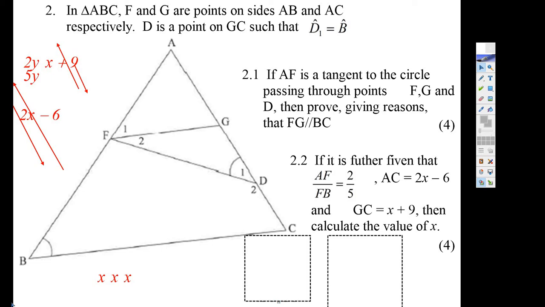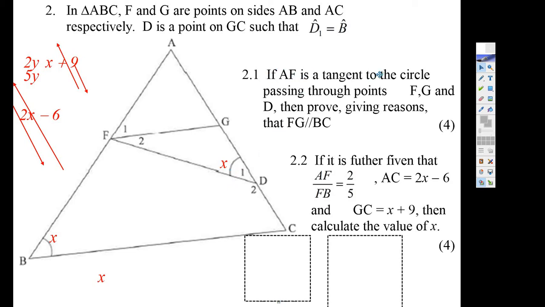Okay, this is question 2 of the grade 12 geometry workshop that we're going to do on March 19th. And here we go, let's just do it. It says here in triangle ABC, F and G are points on the sides AB and AC respectively. D is a point on GC such that angle D1 equals angle B. Now I'm going to call that angle X so we can look at it and say that those two angles are equal.